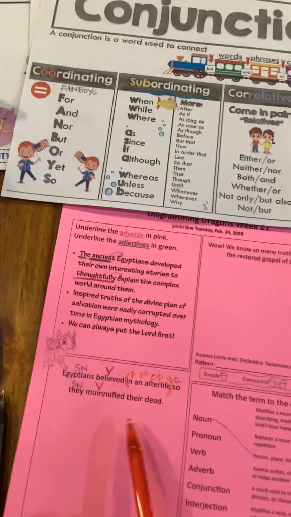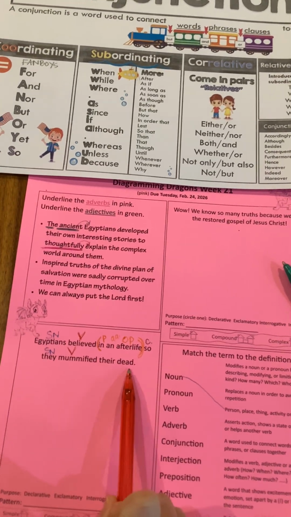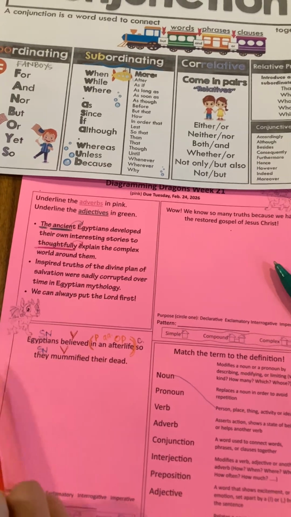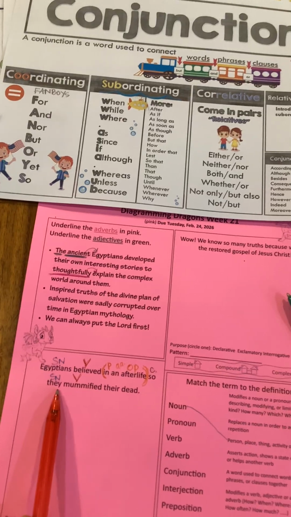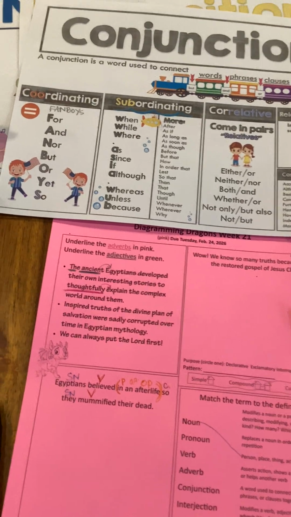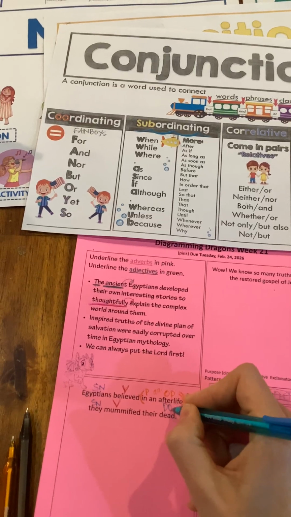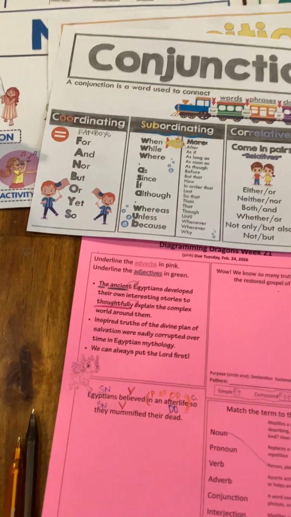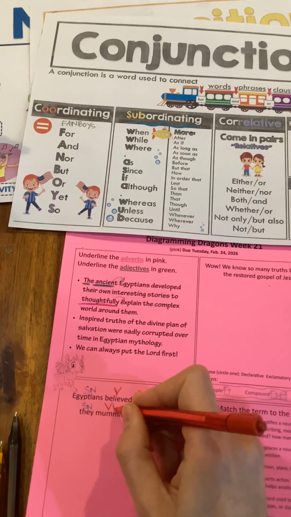They mummified their dead. Now, "their" is telling us more about dead, but can dead replace or describe they? Dead and they? No. No, no. D-O. Label verb transitive. So dead is a D-O. So let's label this a T.